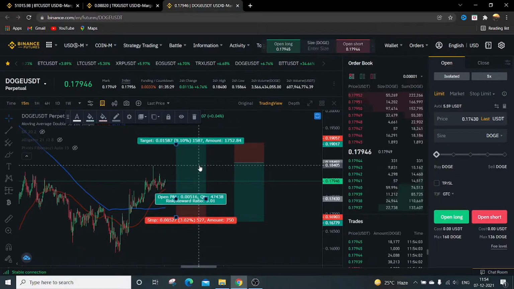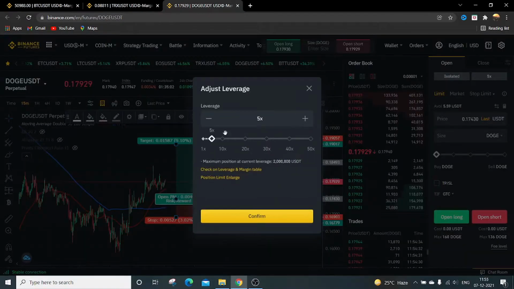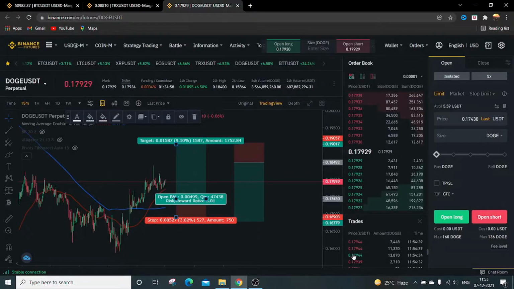So if I want to take the long position for the limit price, I will just click on this limit price. For this price I just put 0.17430. I am trading isolated margin trading, and I kept 5x leverage. Confirm. Okay, now the next thing is to place a stop loss.